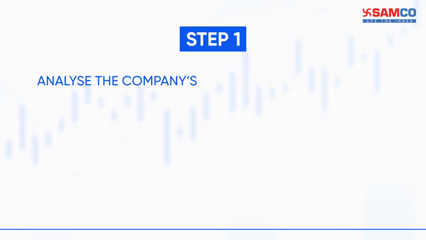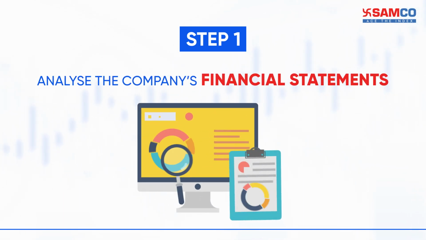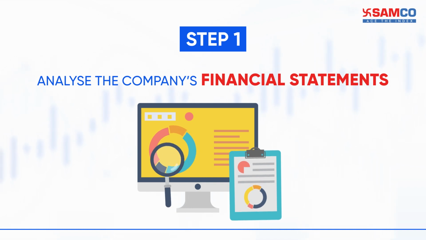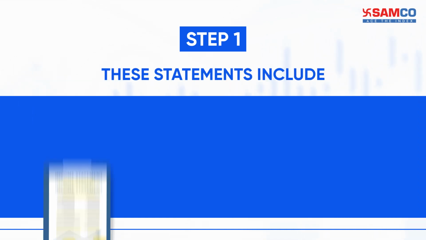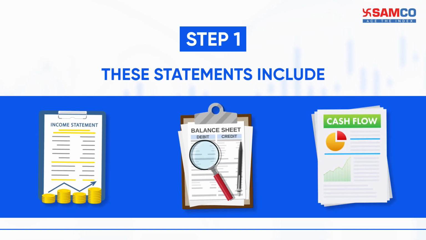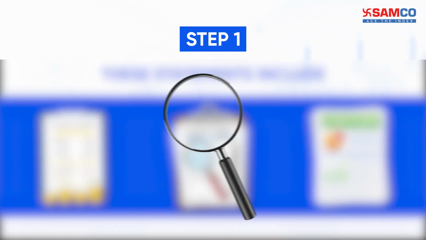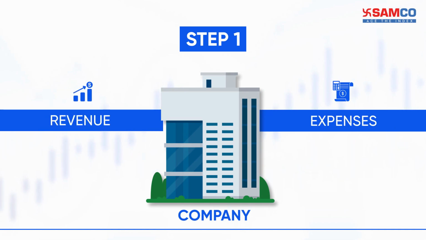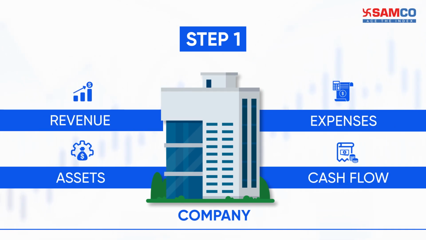Step 1. Analyze the company's financial statements. The first step in performing fundamental analysis is to review the company's financial statements. These statements include the income statement, balance sheet, and cash flow statement. By analyzing these statements, you can gain insight into the company's revenue, expenses, assets, and cash flow.